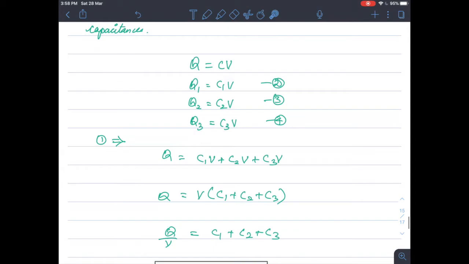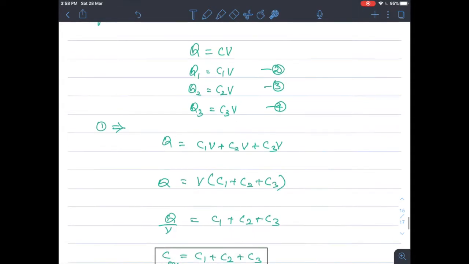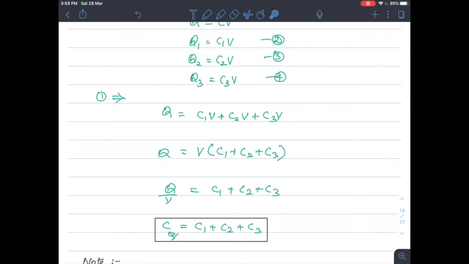Can I take V common here? So you will have C1 plus C2 plus C3 into V. Now if you take Q by V, you know what Q by V is, it is going to be C from this equation. So Q by V is equal to C1 plus C2 plus C3. So C equivalent is going to be C1 plus C2 plus C3. So this is the equivalent capacitance for a parallel combination.